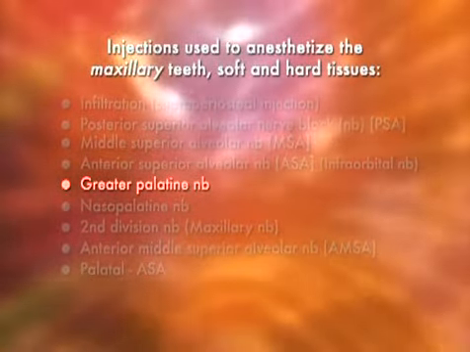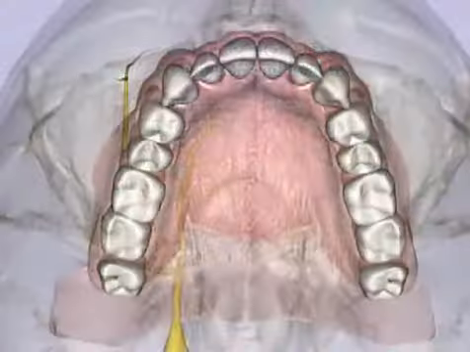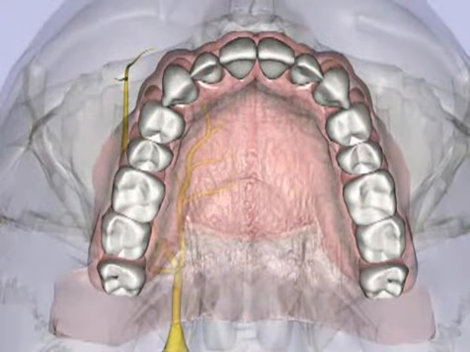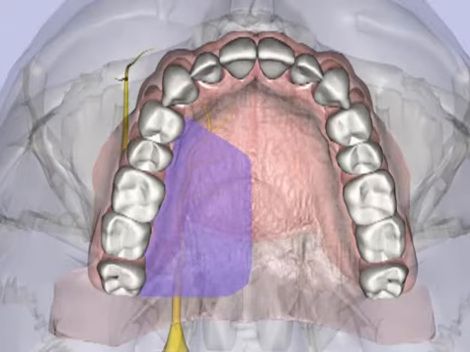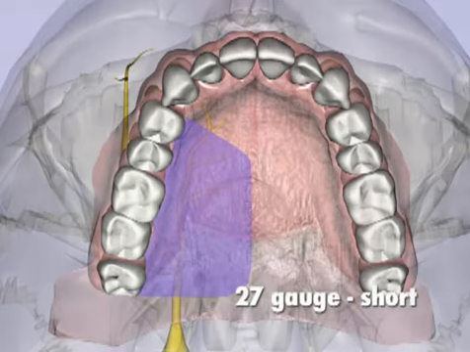The greater palatine nerve block, also known as the anterior palatine nerve block, provides anesthesia to the posterior portion of the hard palate and its overlying soft tissues, anteriorly as far as the first premolar and medially to the midline. A 27-gauge short needle is recommended.